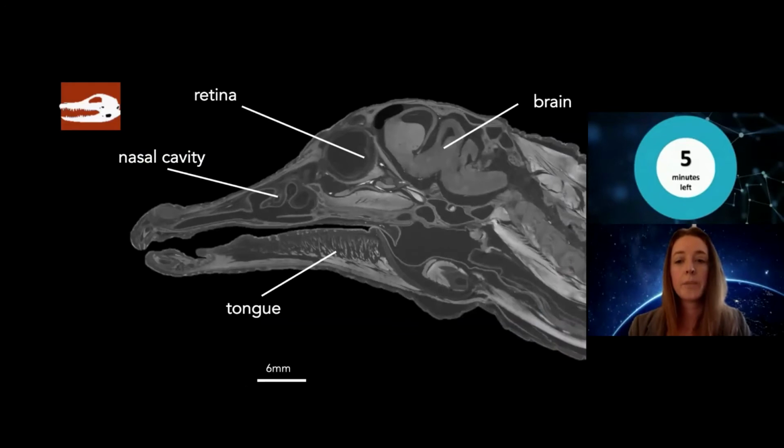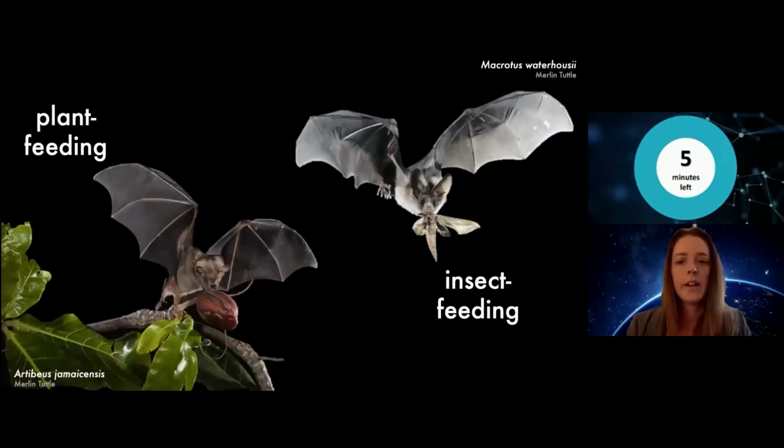So now I can actually peek inside the head of pretty much any animal and measure the desired structures of interest, including many sensory structures. So here you can see the brain, retina, nasal cavity, and tongue in great detail of this juvenile alligator. Now, I use this approach to test whether these smell structures differ in bats that feed on plants versus those that feed on insects, because plant bats primarily use olfaction while insect bats use echolocation.